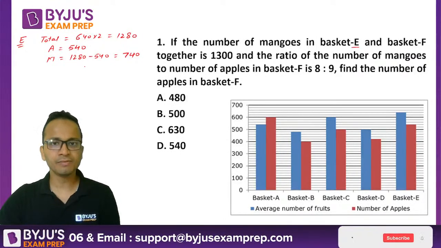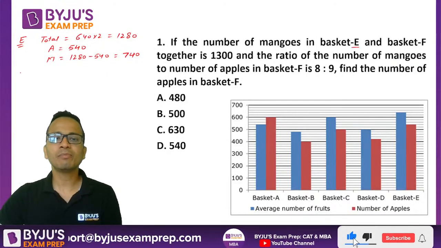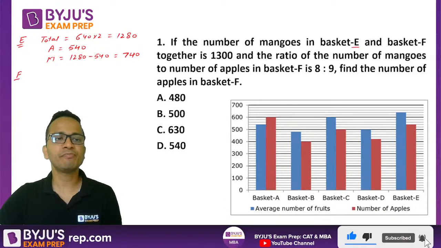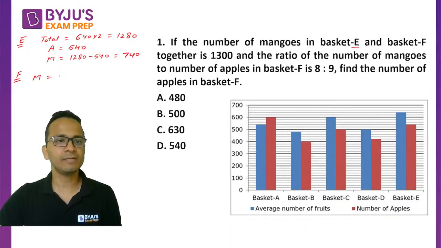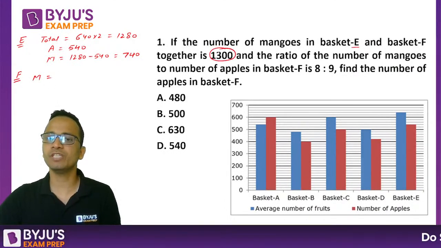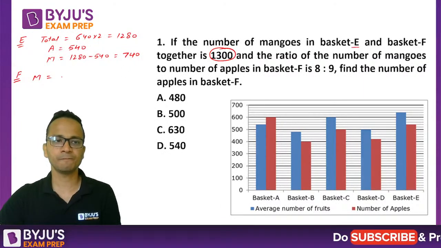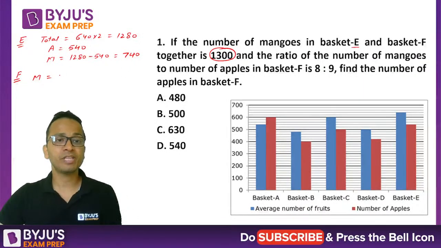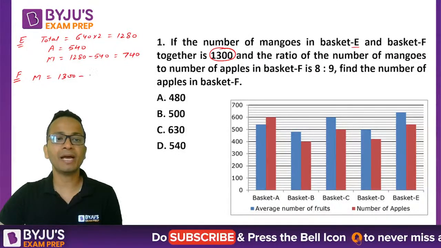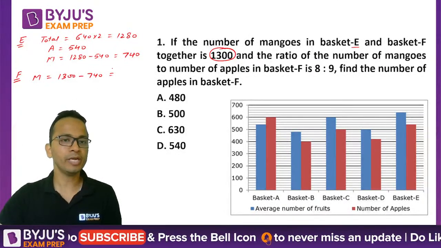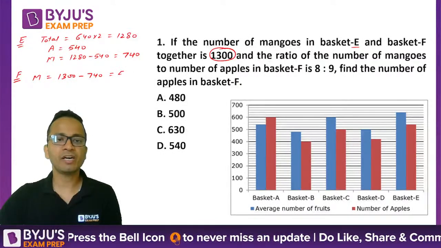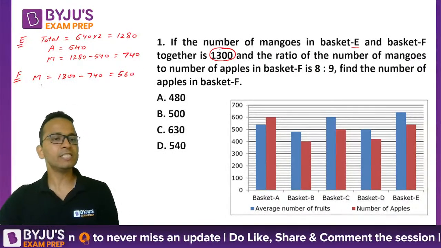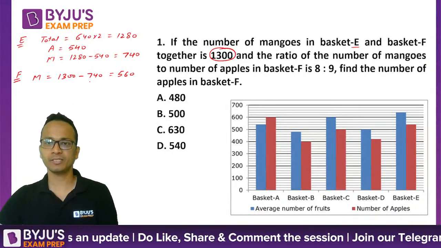Okay, fine. Now basket E में number of mangoes पता लग गए, तो basket F में number of mangoes निकाल सकते हैं, because total number of mangoes of these two baskets is given as 1300. So if I talk about basket F, the number of mangoes will be 1300 minus 740. Okay, so it is 560. So 560 is the number of mangoes in this basket.